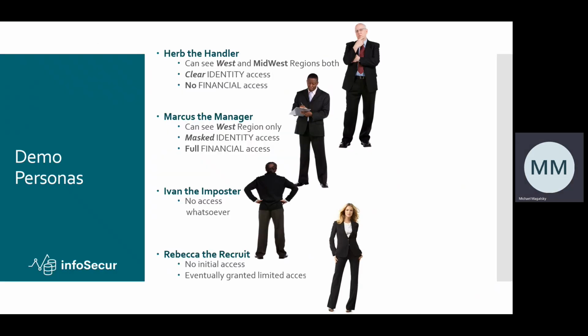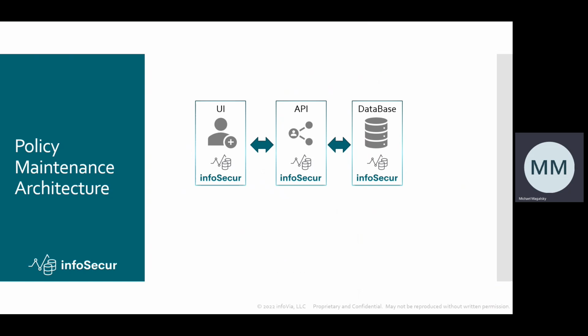Remember, we had 4 roles or 4 personas in the demo. And so we're going to show how you build the view that allows these 4 personas to see only the data that's appropriate for them, or maybe none at all, as in the case of Ivan the imposter.